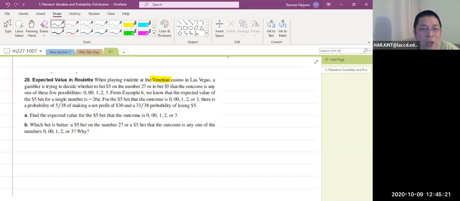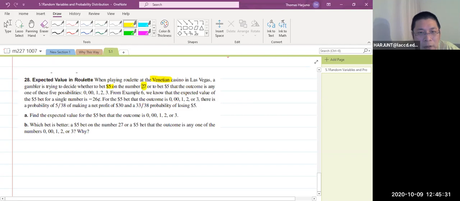Okay, let's see. When playing roulette at a casino, it doesn't have to be Venetian, a gambler is trying to decide to bet $5 on number 27 or to bet $5 on the outcome of any of these 5 possibilities.